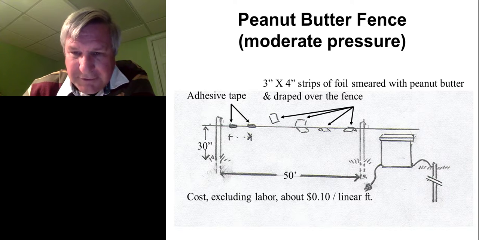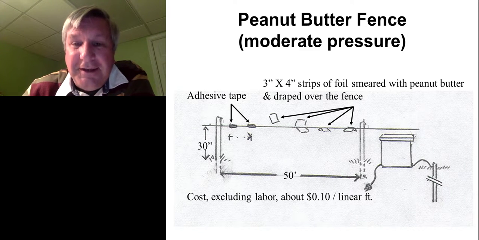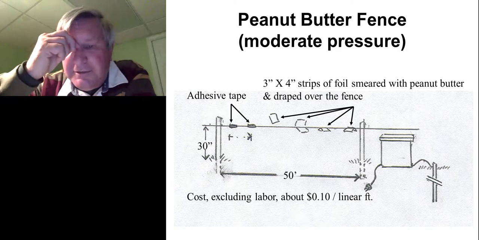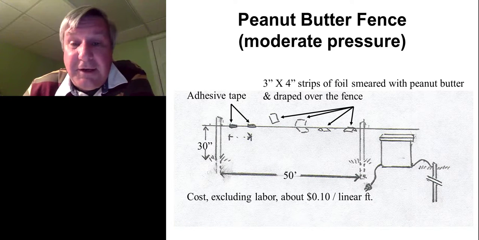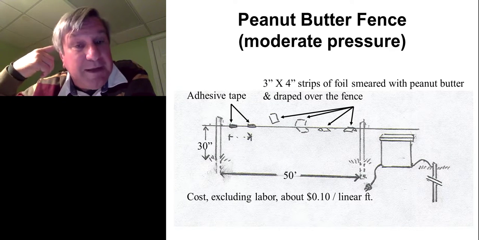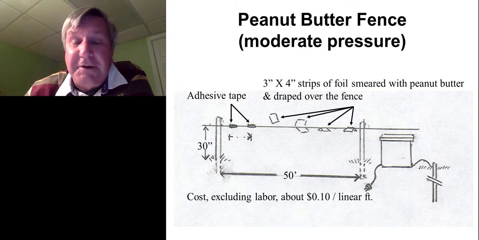I'm drawing a blank on the device here, but the electric shock, the charger, the fence charger, and then it keeps them away. This isn't very expensive at all. A couple of poles in the ground, 30 inches tall, pretty inexpensive, and a single strand of wire with some aluminum foil and peanut butter is relatively cheap. Maybe not effective for many acres, but for small areas can be very effective.